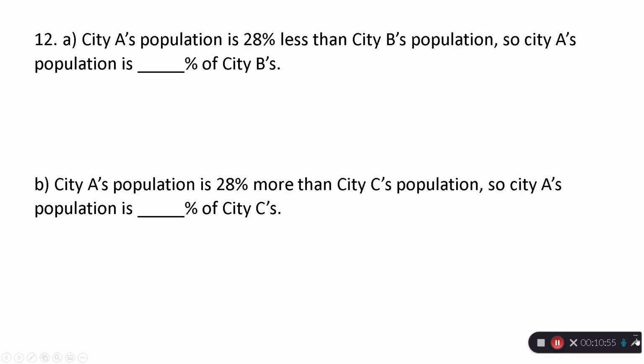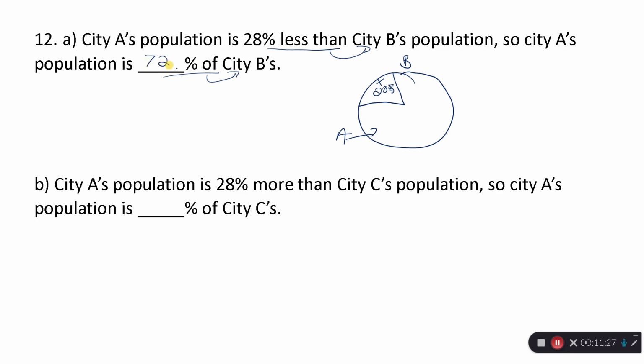City A's population is 28% less than City B's population, so City A's population is blank percent of City B's. Notice both of these percent statements are referencing City B, so they have the same reference value. If this is City B, this big pie chart, this is 100%, we have to knock out 28% of that for this to be A. So A is what's left without this 28%. If the total is 100% and I've knocked out 28%, that leaves me with 72%.